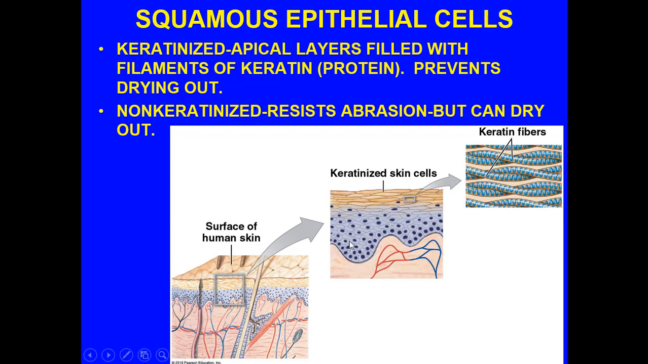This is where you see them. Keratinized skin cells here in the upper levels of the epidermis. The keratin fibers form these coiled cables, and usually as you're going through the development, the stem cells are down here, and they will go through several levels of progression until they basically die out, but they're filled with keratin, okay? If we say that they're non-keratinized, the cells are present to basically resist abrasion, but they can dry out, okay?